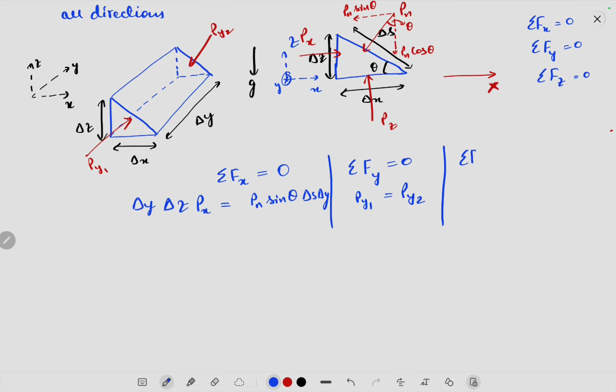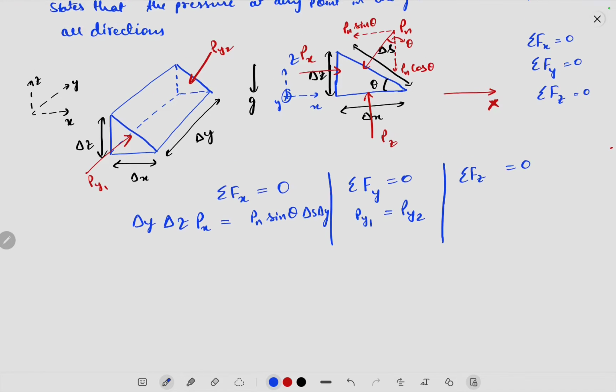And for the summation of Fz to be equal to 0, what are all the forces acting on this fluid element along the z-axis? One is this Pz times the area of this part, then there is this Pn cos theta, which is acting on this surface in the minus z direction, and also, because of the weight of the fluid element, the force due to gravity is acting along the minus z direction. Okay, so there are three forces.